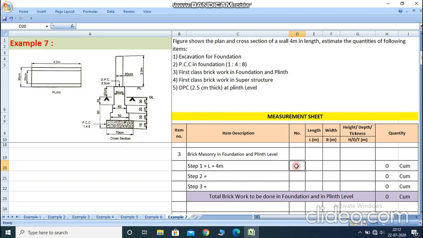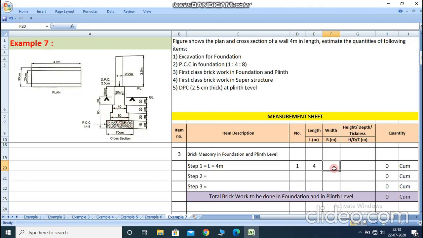Here the number of walls is 1, and the length is 4 meter for step 1. See this, the 50 centimeter width is step 1, and the length is 4 meter as per the plan. Now for the width, we take the first step. So here the first step width is given as 50 centimeter.